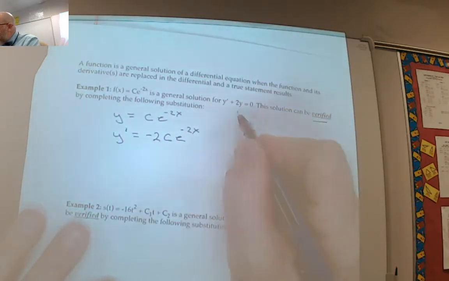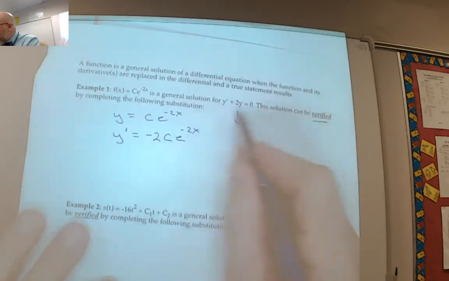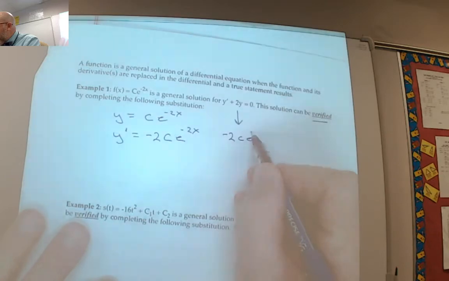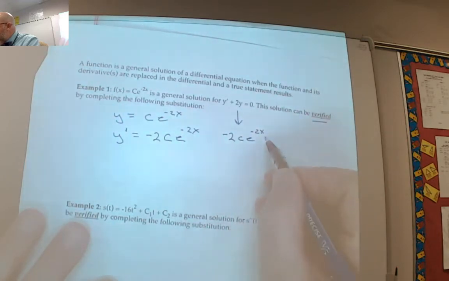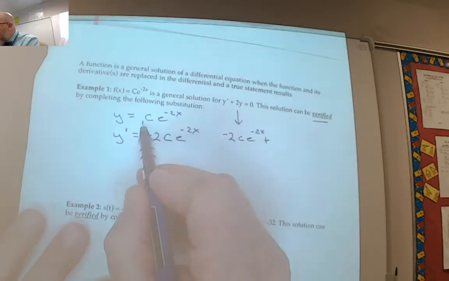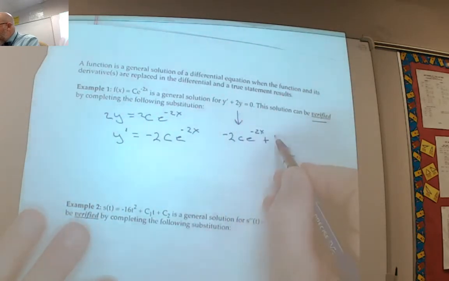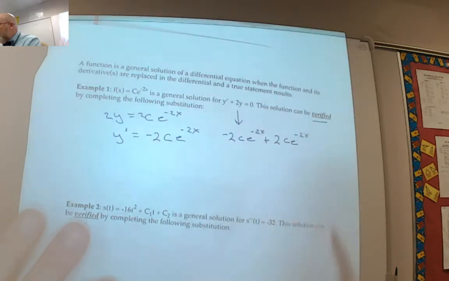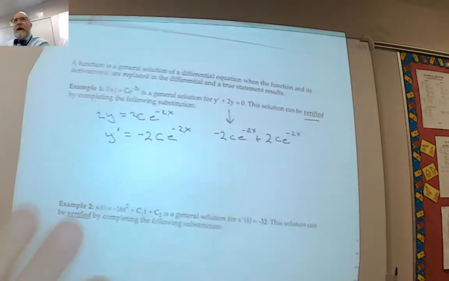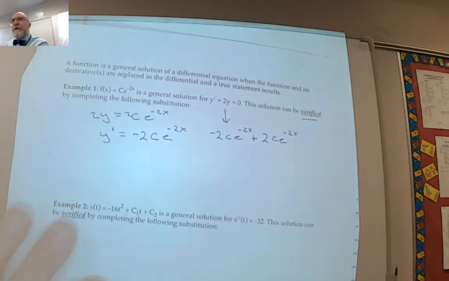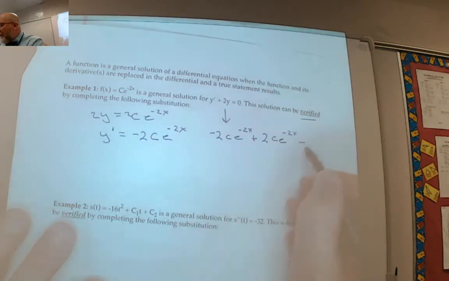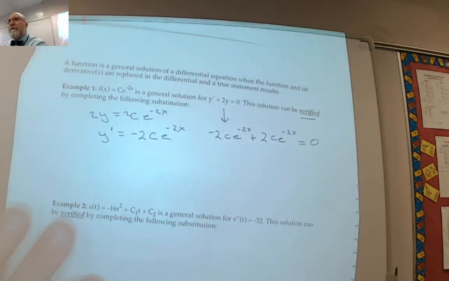So now I'm going to come in here and do substitution. I'm going to write this equation: negative 2c e to the negative 2x plus I'm going to multiply y by 2. It says add 2y to it. Well, I get 2c e to the negative 2x. When you add those together, what do you get? You get 0 because they're opposites. You're done with your verification.